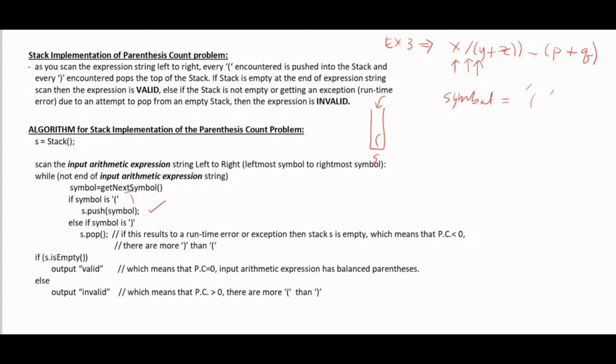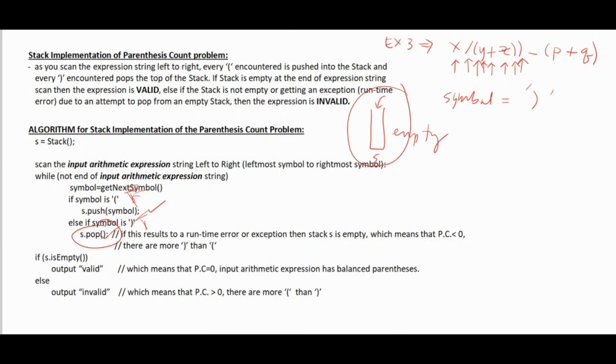Say this is our stack S, we have here left parenthesis. And then next, for Y we do nothing, for plus we do nothing, for Z we do nothing. Here we have a right parenthesis, so the symbol now is right parenthesis. So this is false and this is true, so we pop from the stack. This one is removed. Next is another right parenthesis. So this is false and this is true, so we pop again from the stack. But as you can see, the stack is empty.